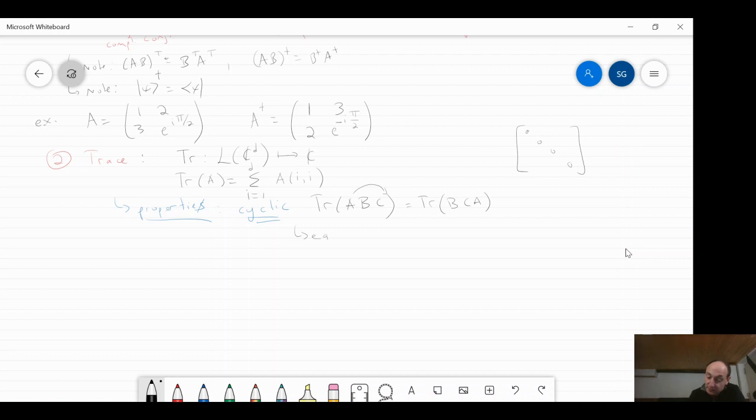And so as a special case, of course, this means that if I just have two matrices, the trace of AB equals the trace of BA. So even if AB is not equal to BA, the trace is cyclic. It doesn't care about the order of multiplication. This is very, very important.